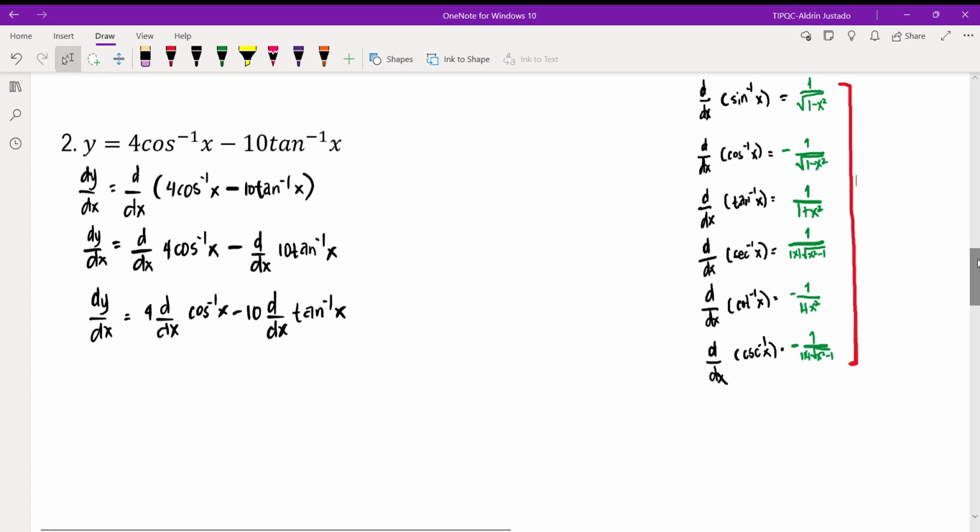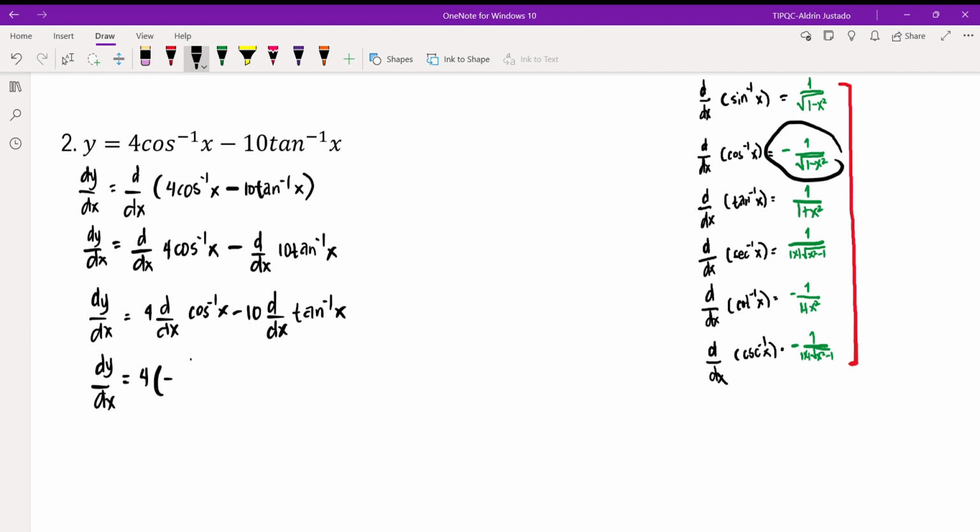dy over dx is equal to 4 times the derivative of arc cosine, which is negative of 1 divided by square root of 1 minus x squared, minus 10 times the derivative of arctangent, which is 1 times 1 over 1 plus x squared. Okay?